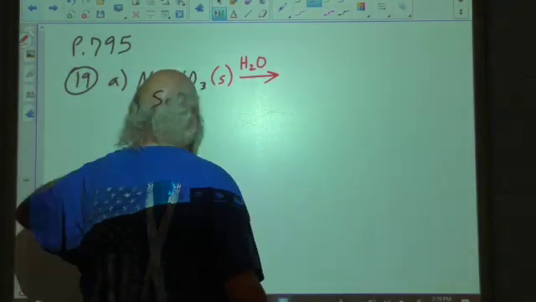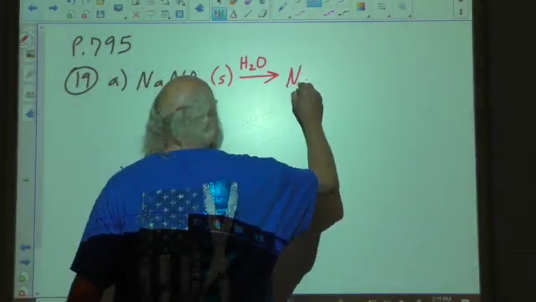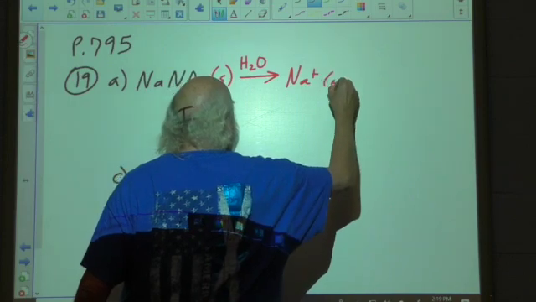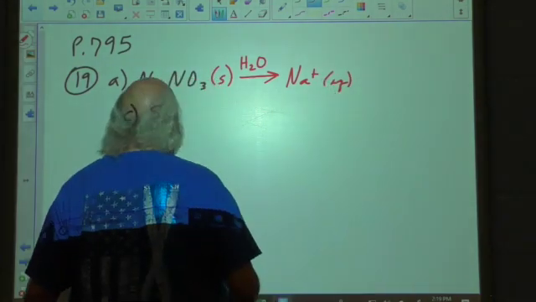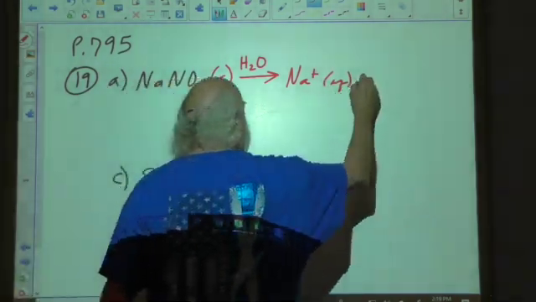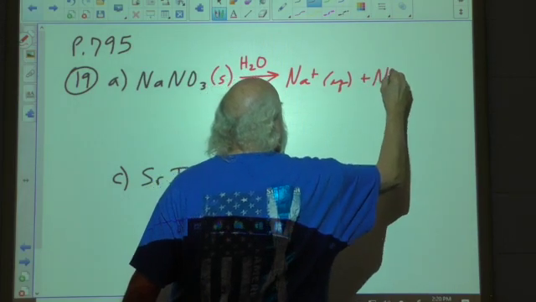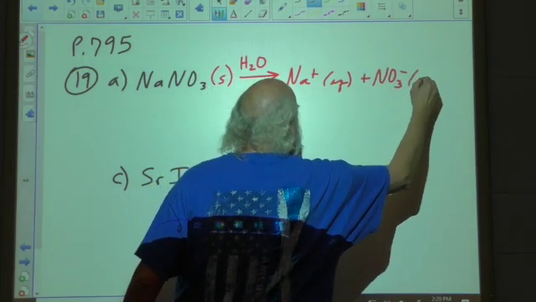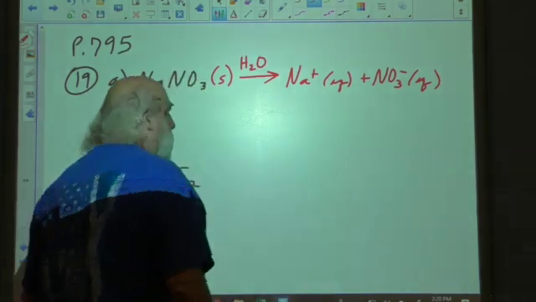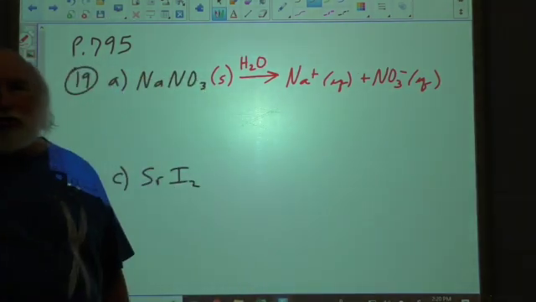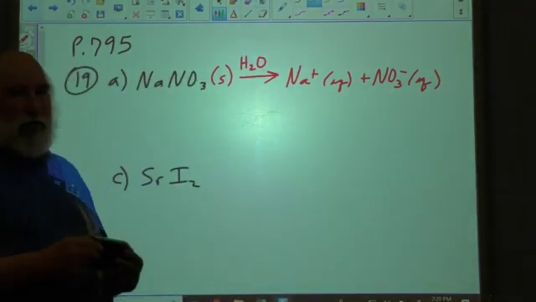Sodium is a group 1 metal, like I said, so it has a positive 1 charge as an ion in water. So we put aqueous for that. And the nitrate, according to your polyatomic ion chart, has a negative 1 charge, and that will be aqueous as well. And there is your dissociation or dissolving reaction for that compound.